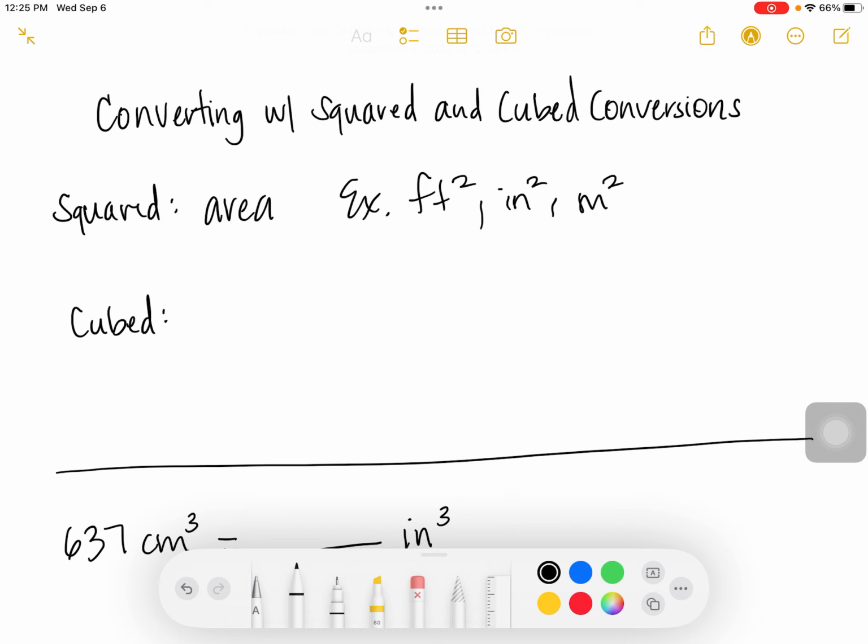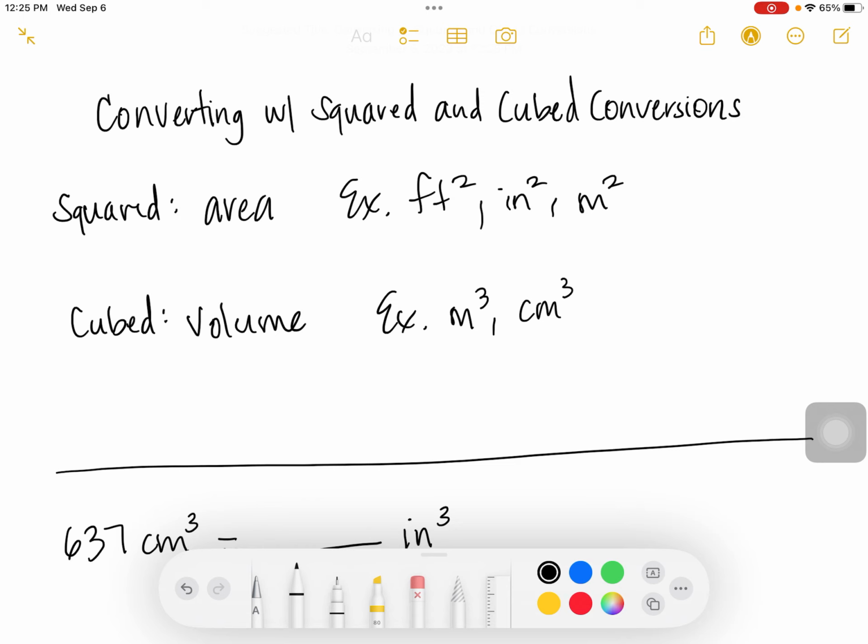And then when we see cubed, that represents a volume, because a volume is a length times a width times a height. So that's 3 distance units, and it would be cubed. So an example would be meters cubed, centimeters cubed, etc. Okay, so squared units are area, cubed units are volume.